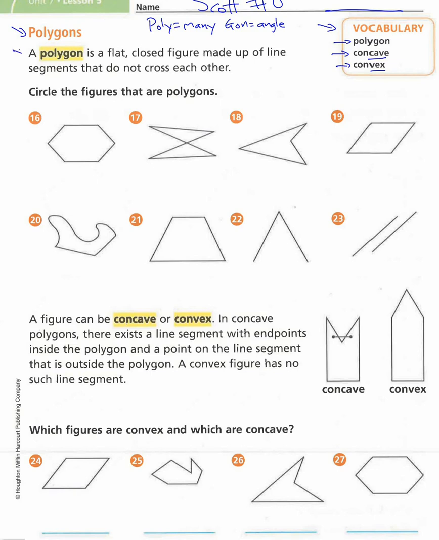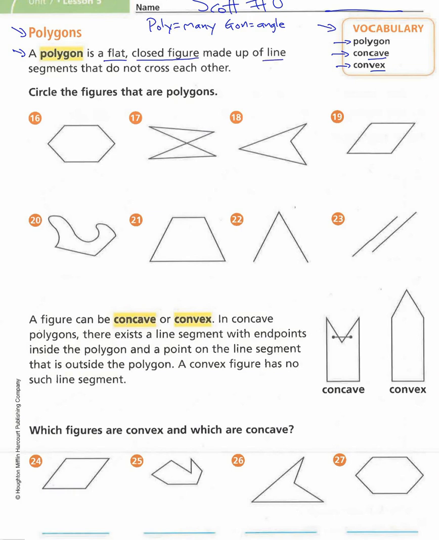So the first one is a polygon. So let's look over here. So a polygon, it is a flat, closed figure made up of line segments that do not cross each other. So there are several things in there. It's flat, so it's not 3-dimensional or anything like that, right? It is closed figure, which means it doesn't have any openings. It's like if you were stuck inside there, you couldn't get out. There was no doorway out or window out.